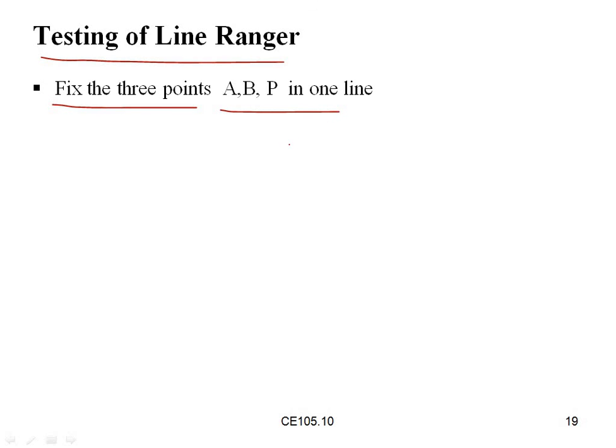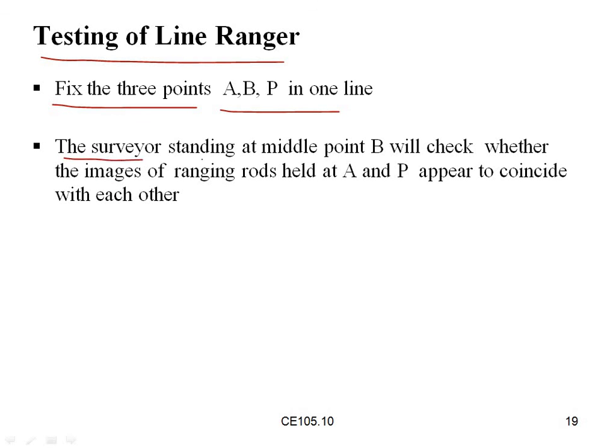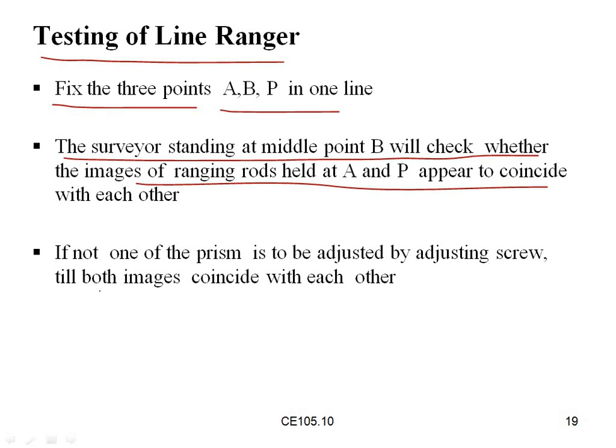Testing of line ranger. First of all, fix 3 points A, B, P in one line. The surveyor standing at middle point B will check whether the images of the ranging rods held at A and P appear to coincide with each other. If not, one of the prisms is to be adjusted by the adjusting screw till both images coincide with each other. So this process is done by the line ranger instrument.